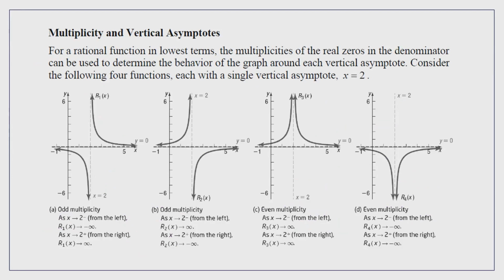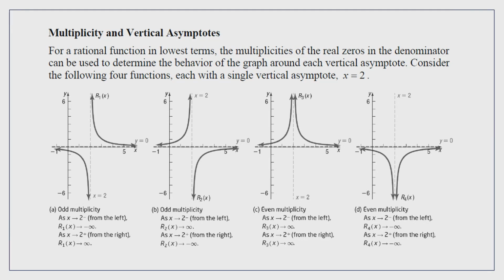So multiplicity and vertical asymptotes. So for a rational function in lowest terms, the multiplicities of the real zeros in the denominator can be used to determine the behavior of the graph around each vertical asymptote. So consider the following 4 functions, each with a single vertical asymptote x equals 2. So our graph is approaching x equals 2, but never crosses. So in A here, we have an odd multiplicity.